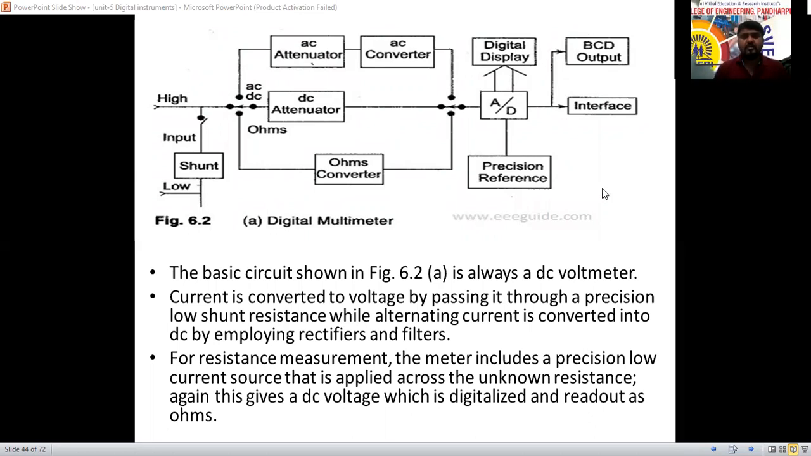Okay, so this is the operation of the digital multimeter here. Now it can measure as a DC voltmeter, AC voltmeter. You can use it as an ohm meter for the measurement of resistance and all the things. Whatever I have explained, I have written all the things here.